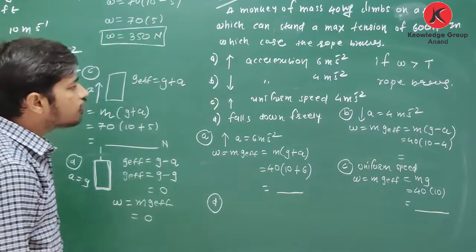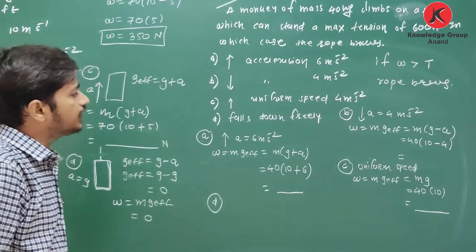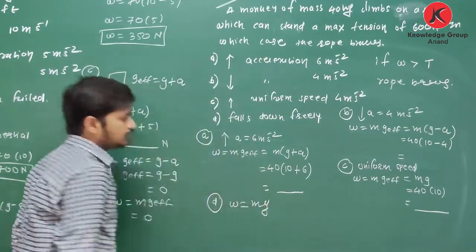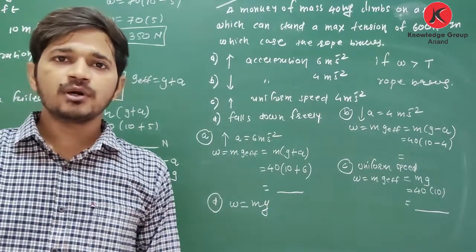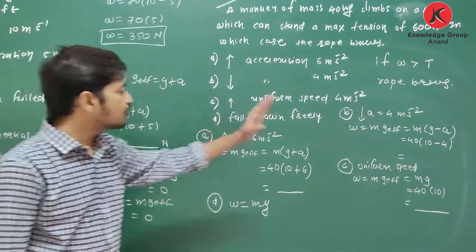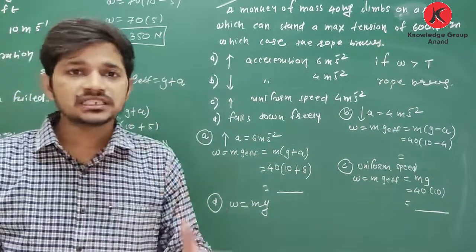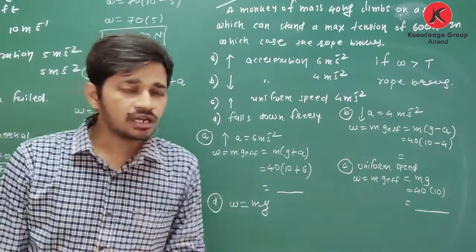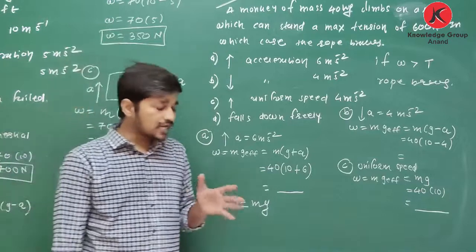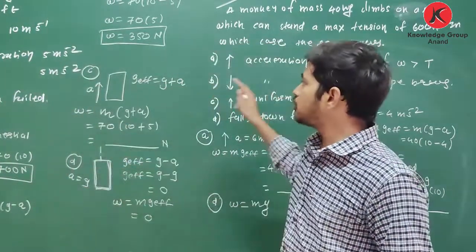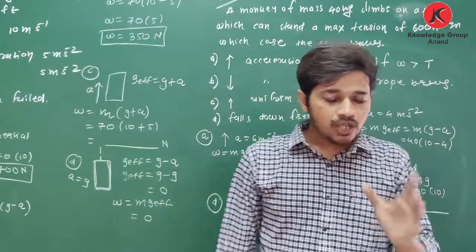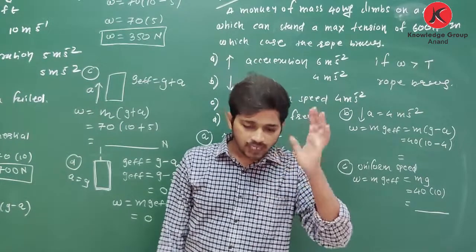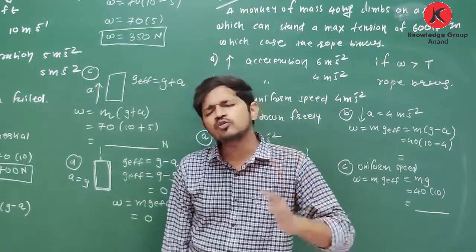In question D, it falls down freely. Falls down freely means I can write W is equal to, here, m g effective. Clear about this? Okay, so in each and every case find W and write your answer, whether this rope will break or not. Clear about this? So these are questions which are based on inertial and non-inertial frame of reference. And in the previous question, we discussed how, when an object is moving with some acceleration, to calculate forces, how to calculate acceleration, how to calculate tension.